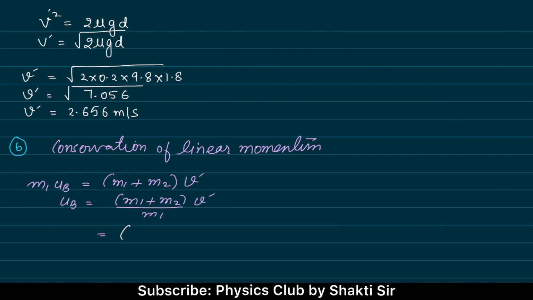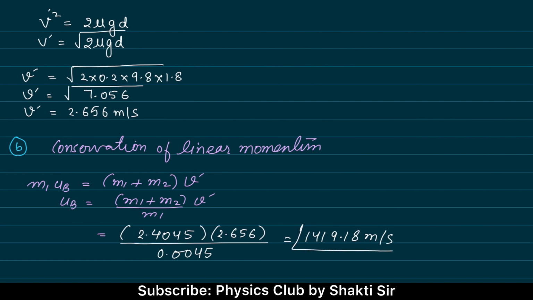So m1 is nothing but 0.0045, and the combined mass you can put as 0.4045. This is the combined mass of block and bullet, and v dash, which we just calculated, 2.656, all divided by m1, which is 0.0045, right? By calculating all this with your skills, you will get the answer of 1419.18 meter per second. This is the initial speed of the bullet before colliding with the block. So this is the answer of our first question.